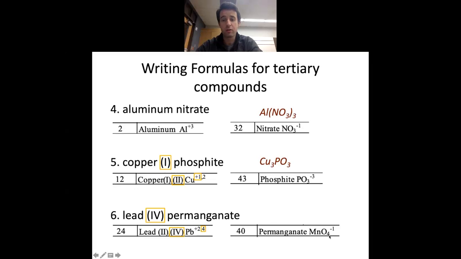So in this case, we need 4 of them. That's where the parentheses and the 4 are going to come in, just like how we had parentheses around the NO3 and put 3 down. So Pb(MnO4)4 is the answer there, just because lead has a charge of 4 and permanganate has a charge of 1. So we need 4 of these permanganates and 1 of these leads. Hopefully that makes sense. Let's move on.